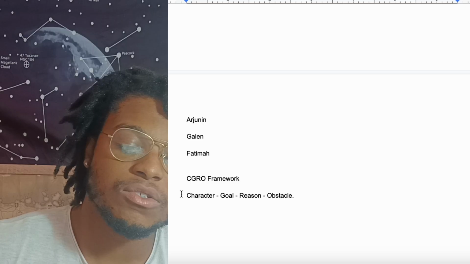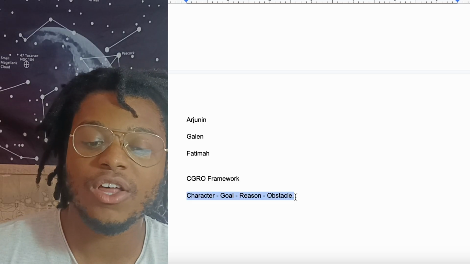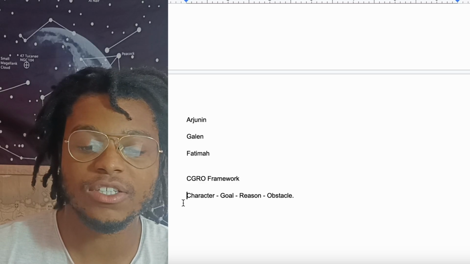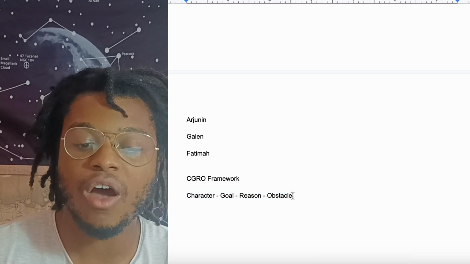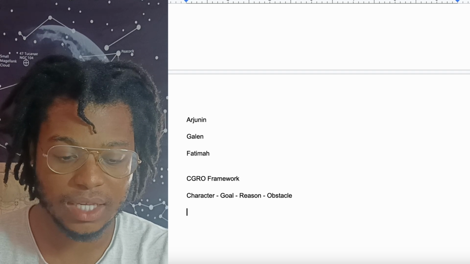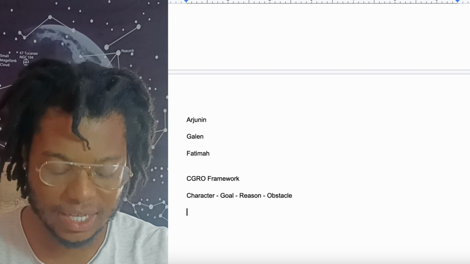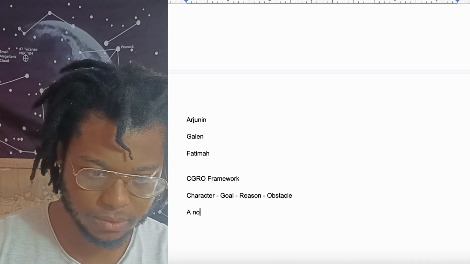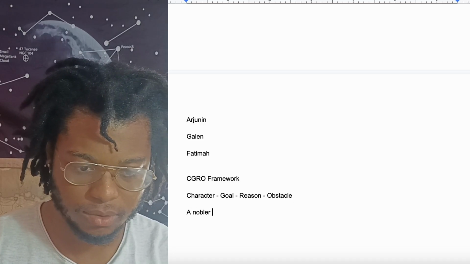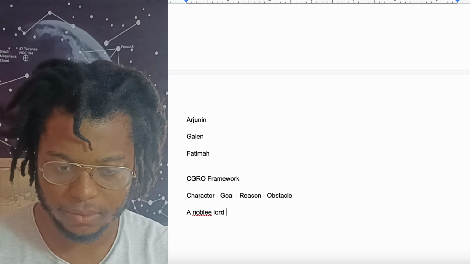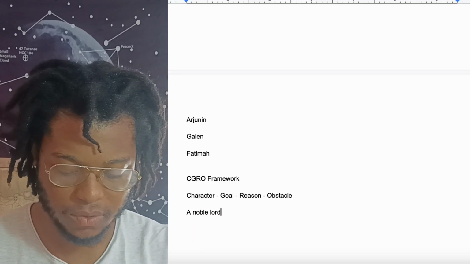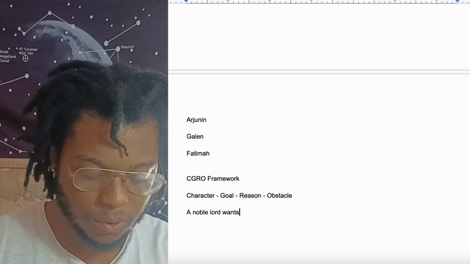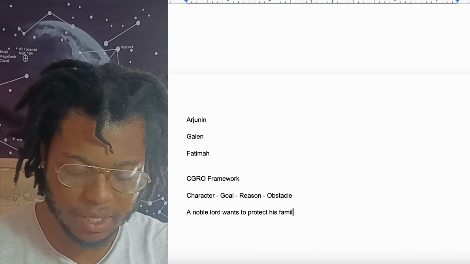This can also be used at a high level, as in this is the whole plot for the book, or it can be used at a small level where it's the drama of a scene. Let's use Ned Stark. So Ned Stark character, he is a noble lord. What does Ned Stark want? He wants lots of stuff, but I'll pick one. A noble lord wants to protect his family.